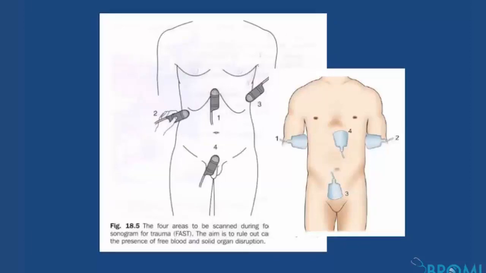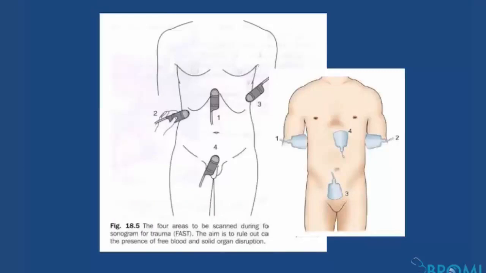So from the right loin, position number 1, we're looking at the junction between the liver and the right kidney, what's known as Morrison's pouch, looking for free fluid, and I'll show an image in a second. And from that position, we can also see the diaphragm, and we can also see fluid within the pleural cavity above the diaphragm. So those are the things that we're looking for from the right-hand side.